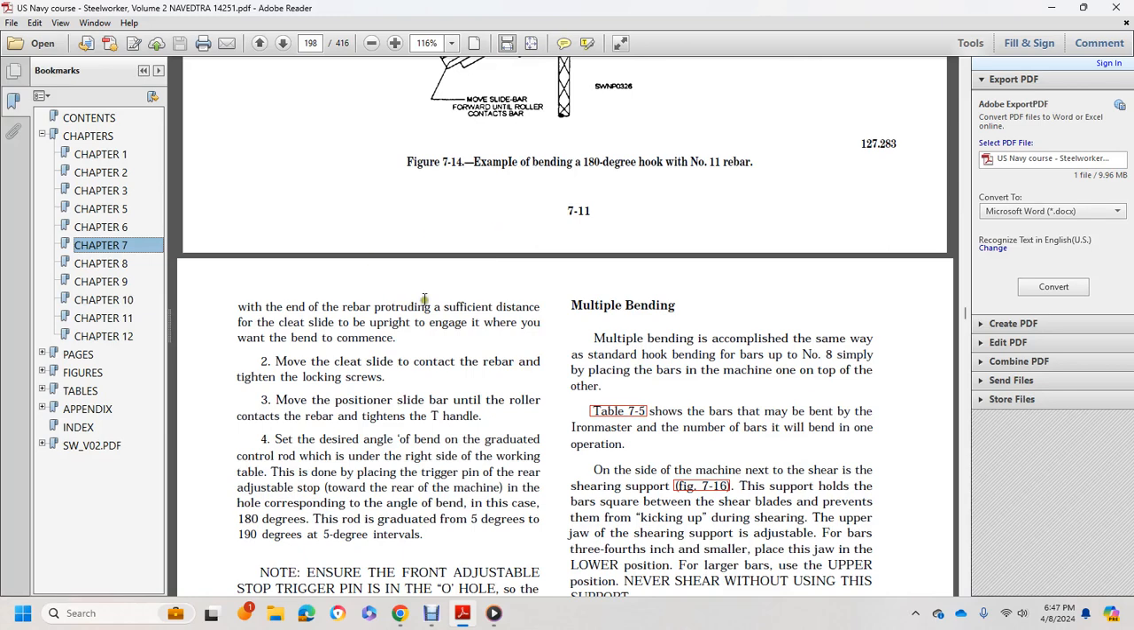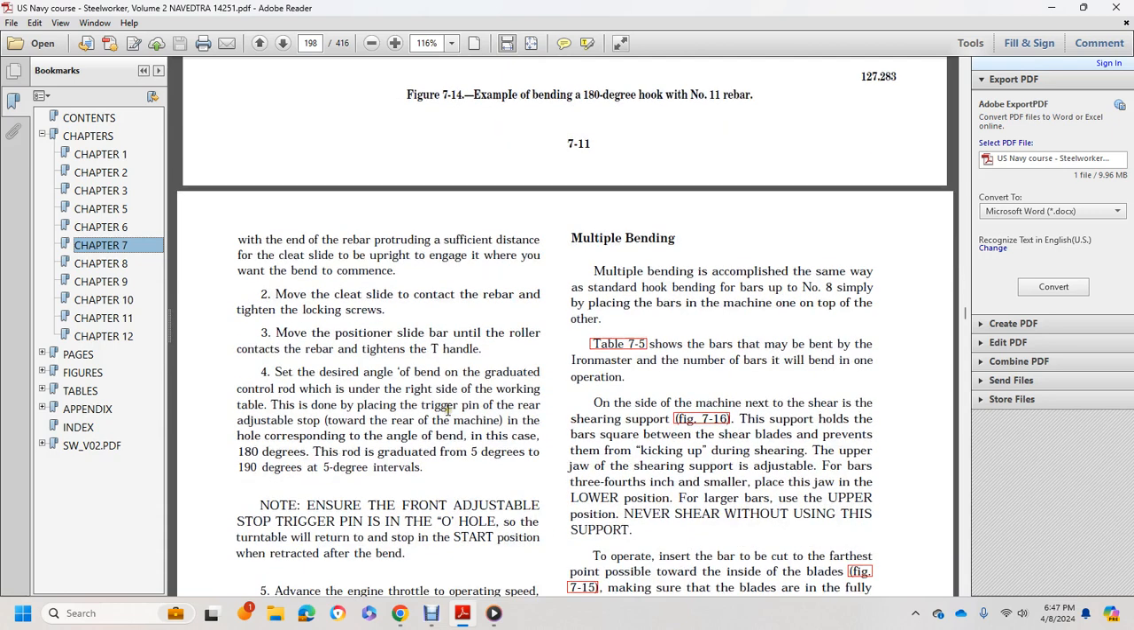With the end of the rebar protruding a sufficient distance, engage the cleat side of the upright with the bend, and meet the cleat side with the rebar. Tighten the locking screw. Move the slide bar into position until the roller contacts the rebar, and tighten with the T-handle.